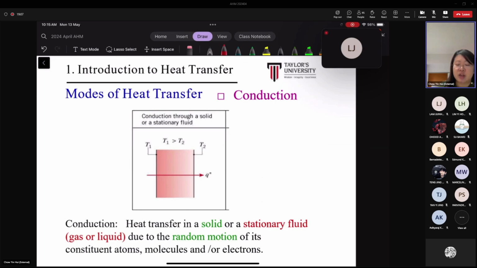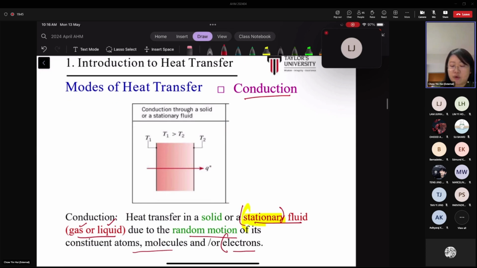Formal definition. So as we know, when we talk about conduction, it requires a medium, right? And the medium could be a stationary fluid. It has to be stationary, because if it's a fluid that is moving past the surface, then it's convective heat transfer. So if it's conductive heat transfer, then it has to be a stationary fluid, which could be either gas or liquid. Okay, and then it's due to random molecular motion of the atoms or molecules, or electrons.